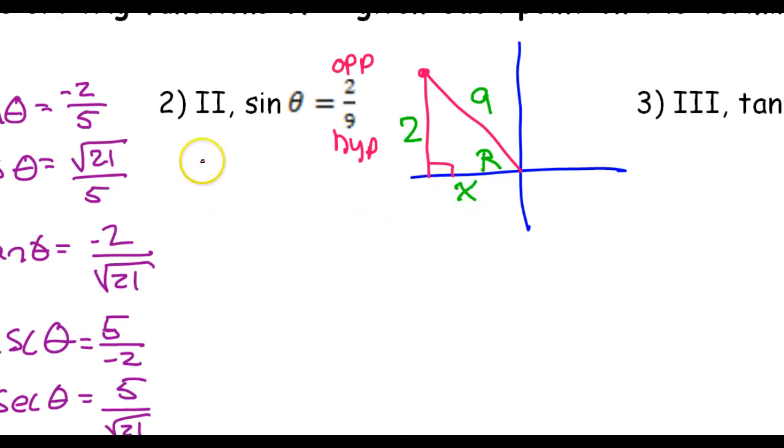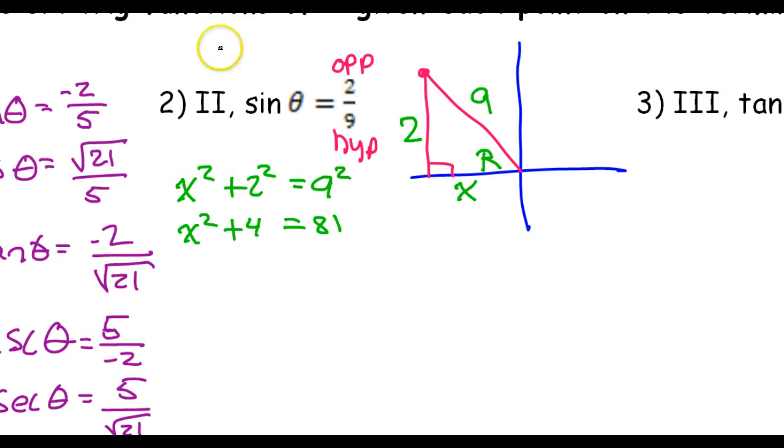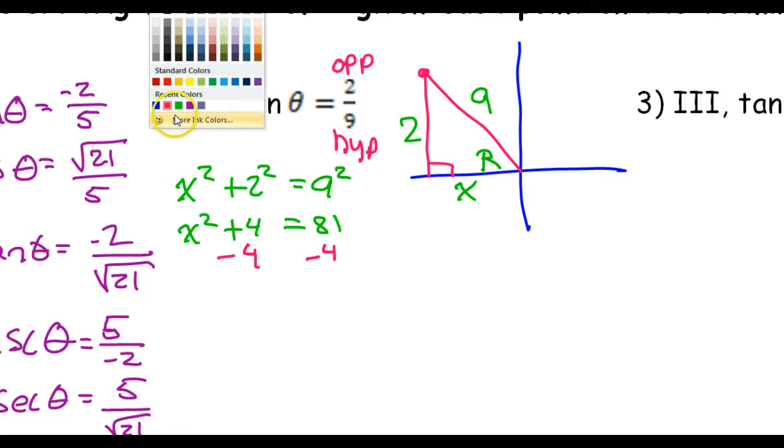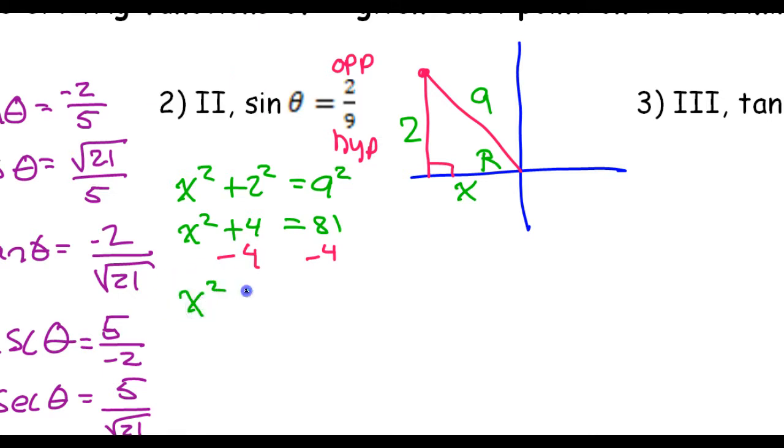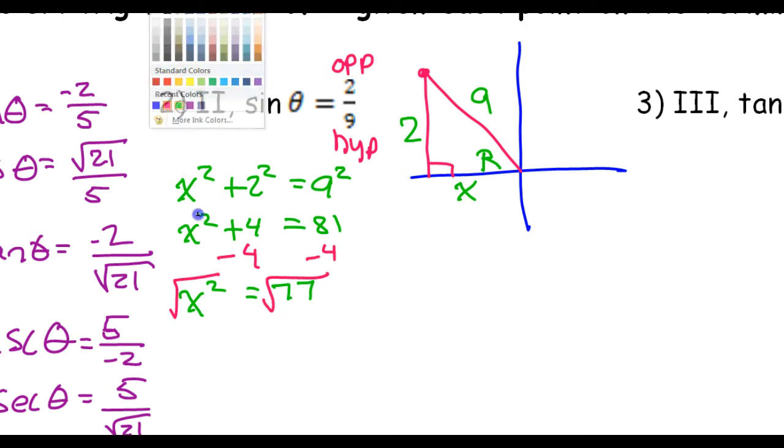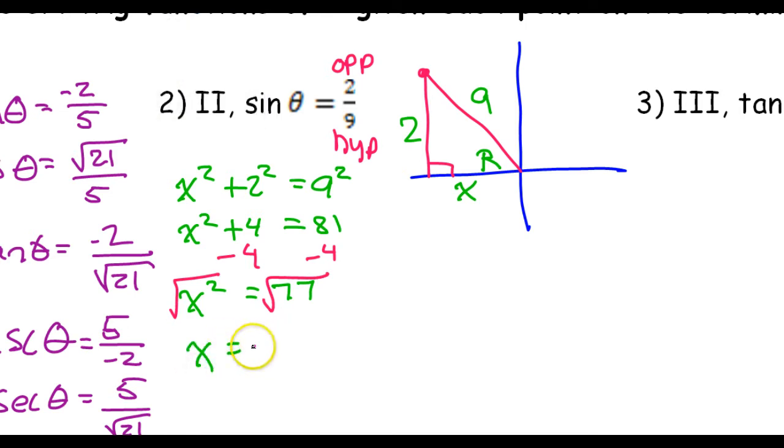So let's do the Pythagorean theorem. If we do x squared plus 2 squared is equal to 9 squared, a squared, b squared, c squared, that means x squared plus 4 is equal to 81. Subtracting 4 from both sides, that gives me x squared is equal to 77. Then you go ahead and take the square root of both sides. And now you have x is equal to the square root of 77.